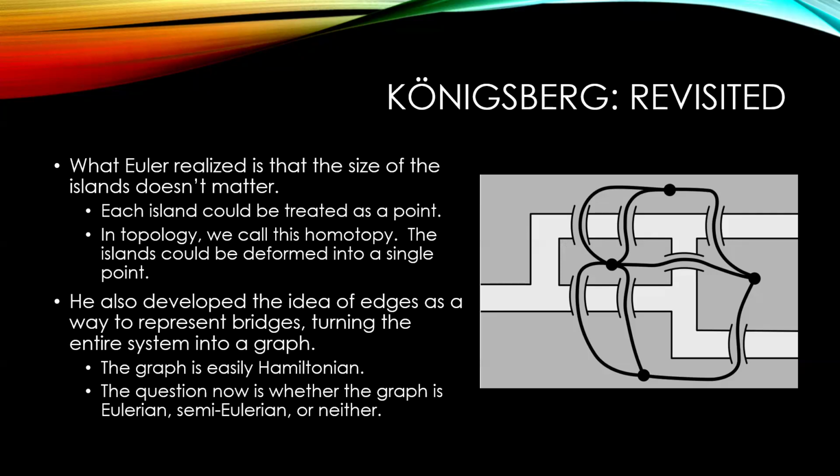And so what Euler realized is that the size of the islands does not matter. Each island could be treated as a point. In topology, we call this homotopy, the idea that we can deform each of these regions into a single point. Euler also developed the idea of edges as a way to represent the bridges. And so we can tell that this graph is obviously Hamiltonian, but is it Eulerian? Is it semi-Eulerian, or is it neither? And that's the big question. If you'd like, give it a shot. See if you can determine it.